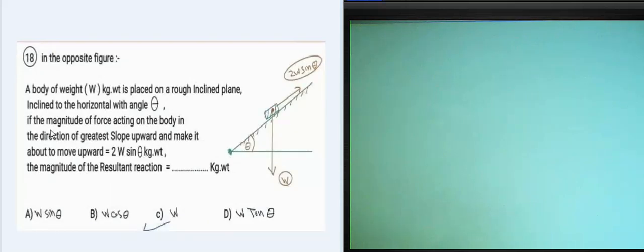Question 18. A body of weight kilogram is placed on a rough inclined plane inclined to the horizontal with angle theta. If the magnitude of the force acting on the body in the direction of the slope upward makes it about to move upward is weight times sine theta kilogram, in the direction about the weight here. Find the magnitude of the reaction equal. Okay, the reaction here R dash.